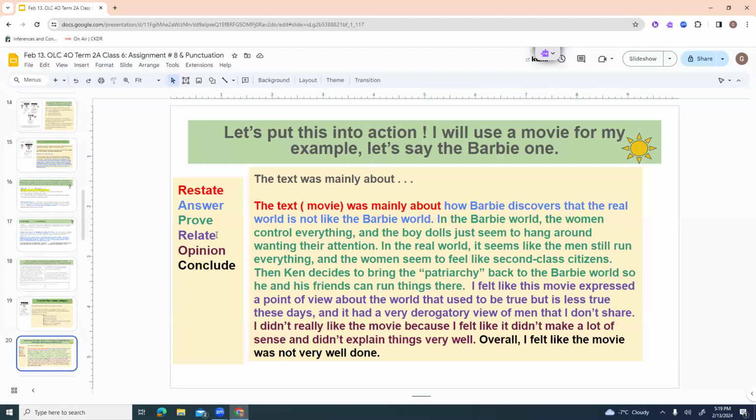Now I'm going on to the part where I relate it to things. I felt like this movie expressed a point of view about the world that used to be true, but is less true these days.